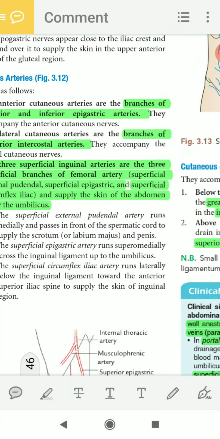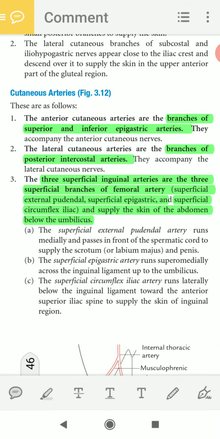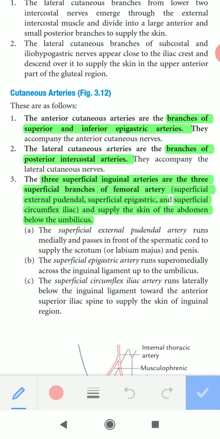Now come to the cutaneous arteries. Anteriorly, the anterior cutaneous arteries supply the abdomen. These are branches of the superior and inferior epigastric arteries. So the superior and inferior epigastric arteries supply the anterior part, and the lateral part is supplied by the branches of the posterior intercostal artery. And 3 superficial inguinal arteries, that is the superficial external pudendal, superficial epigastric, and superficial circumflex iliac arteries, supply the skin of the abdomen below the umbilicus.